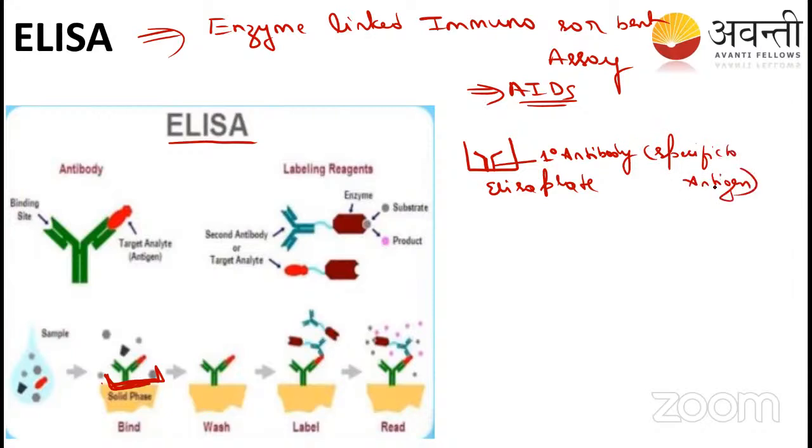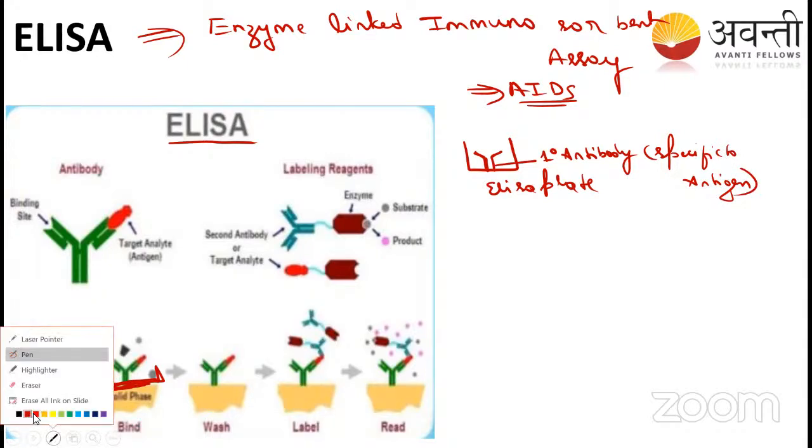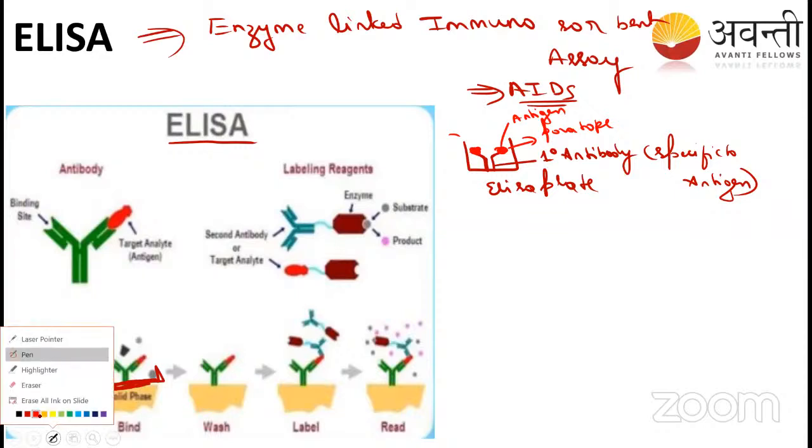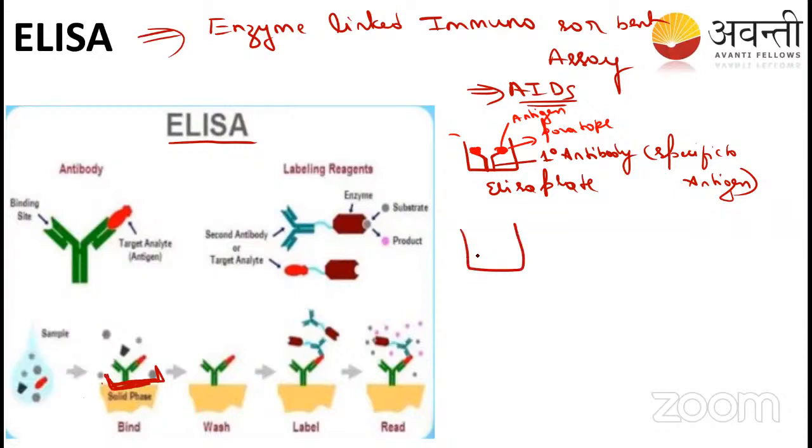So now what will happen? Now we add the sample. For example, they have taken some saliva from your sample. Now this saliva has the antigen. This saliva antigen will come and bind to this antibody paratope. This we call the paratope, right? So this is the antigen. Here you can see the antigen was bound to the primary antibody on the plate.